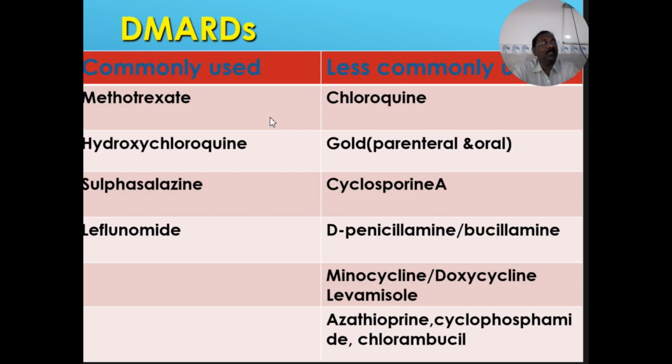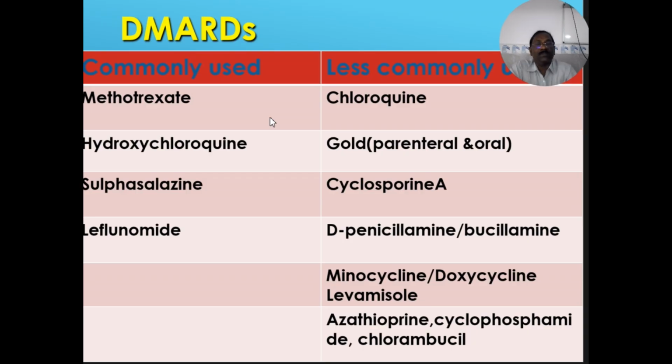So these are the commonly used drugs I told you, and the less commonly used chloroquine. Now with the onset of hydroxychloroquine, we are not using chloroquine. Chloroquine causes more gastritis and also retinal, ophthalmic side effects. They are more with chloroquine therapy, less with hydroxychloroquine. Gold, earlier we used to use in the oral and also the parenteral form, but after methotrexate and after leflunomide, gold therapy in rheumatoid arthritis is almost like history.